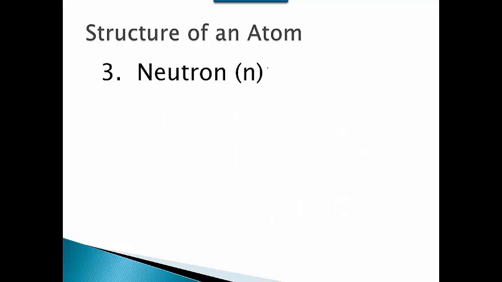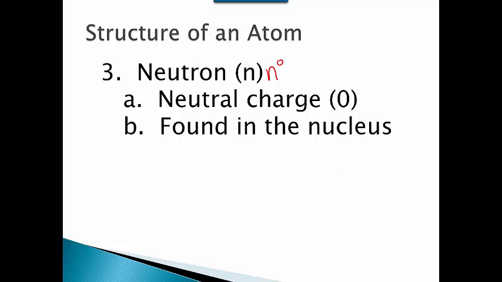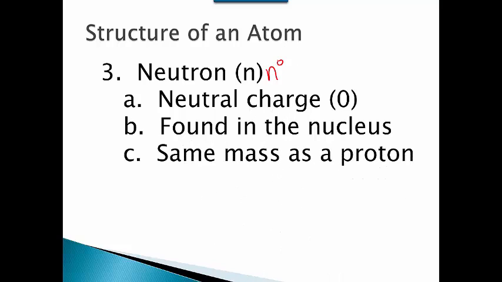And then we have neutrons, and neutrons are represented with an N. Sometimes you might see N to the 0, and that 0 is not positive or negative, so neutrons are neutral. They do not have a charge to them. They are found in the nucleus, so protons and neutrons together are found in the nucleus, and just like protons have the same mass as a neutron, neutrons have the same mass as a proton.